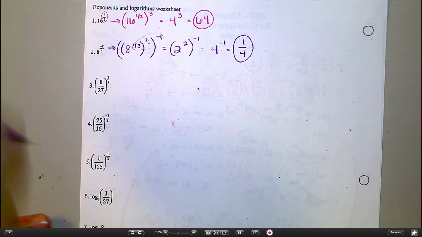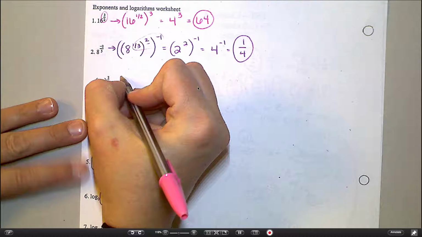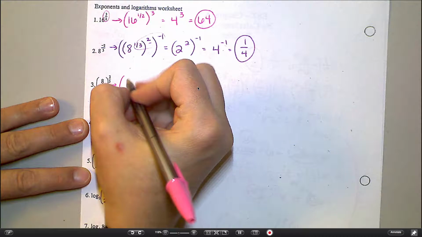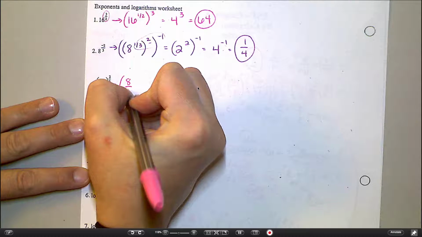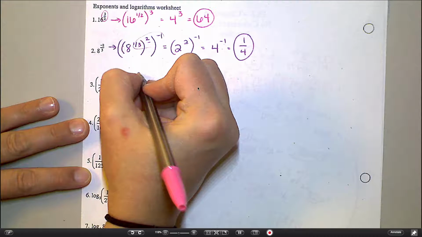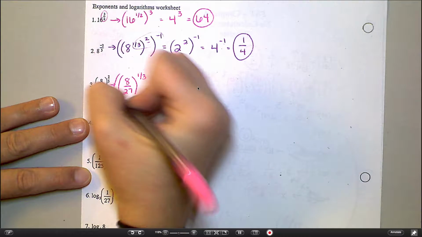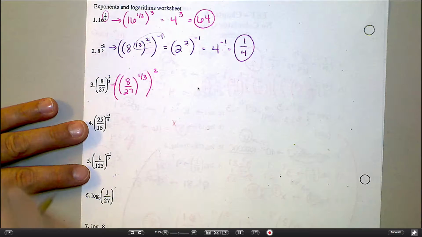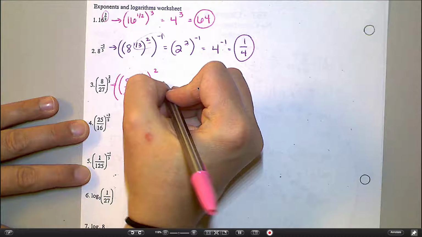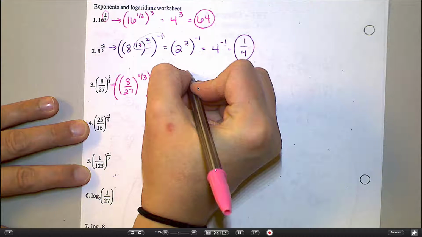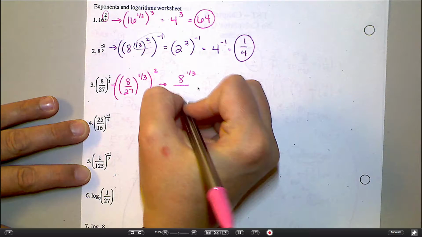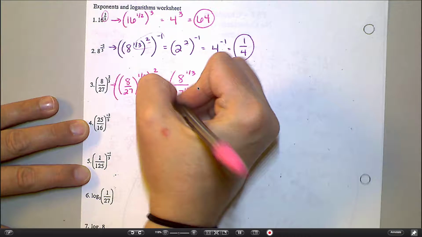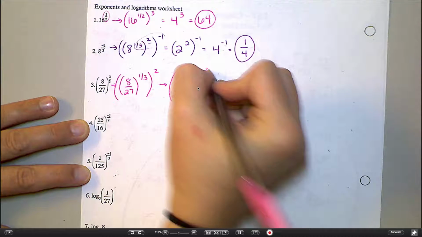All right, so when I go to number 3, I'm going to work the same way, except everything I do has to be done to the top and to the bottom. So I'm going to have 8 over 27 to the power of 1/3, and then to the power of 2 on the outside. So 1/3 and then 2. So really what I'm doing here, and I don't know that you would really need to write this out separately, but I'm doing 8 to the 1/3 over 27 to the 1/3, and then squaring both of those.